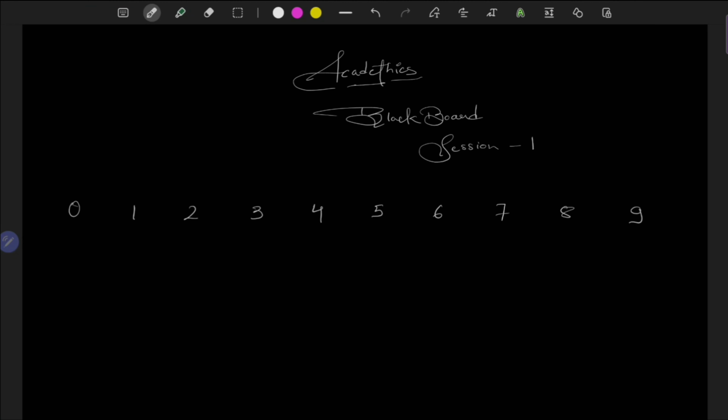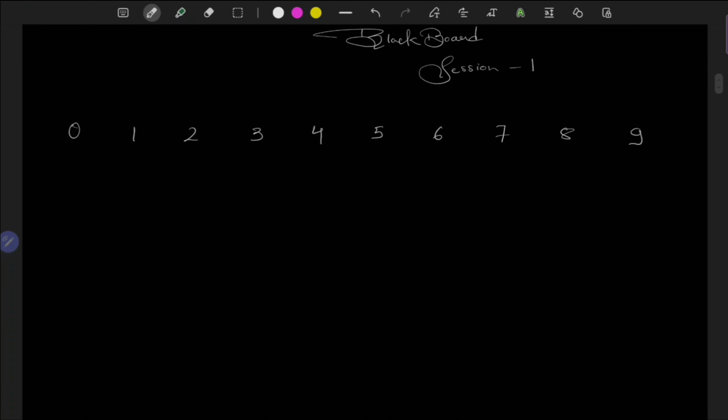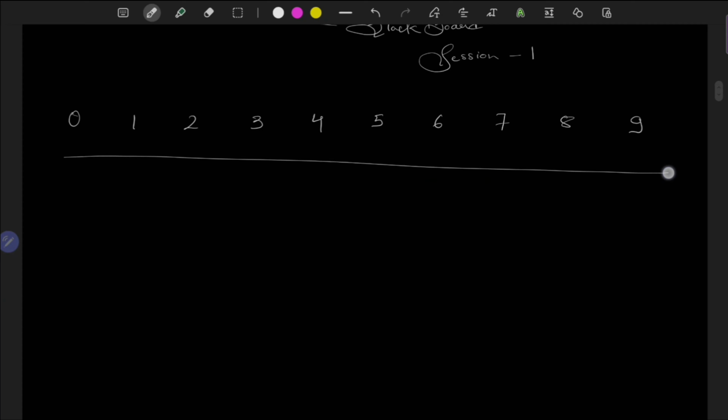So today is the first session of the Blackboard session, and I'll try to explain to you how to find a number or check a number whether it's a perfect square or not. So here you can see we have these numbers. These are the basic 10 numbers which we use.